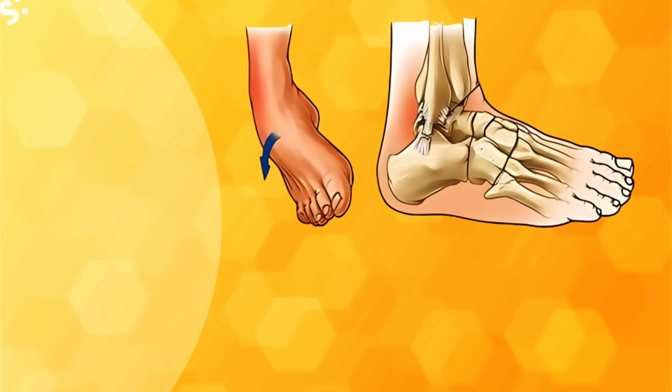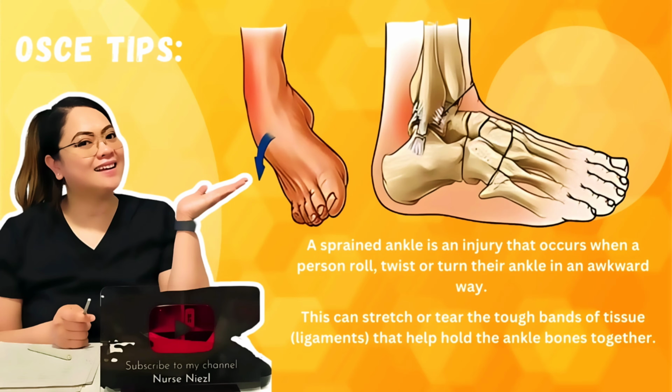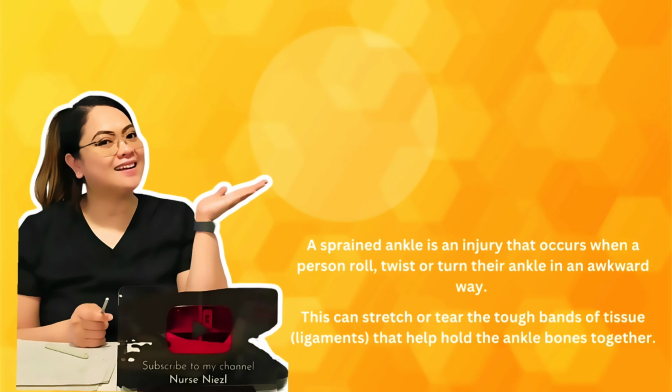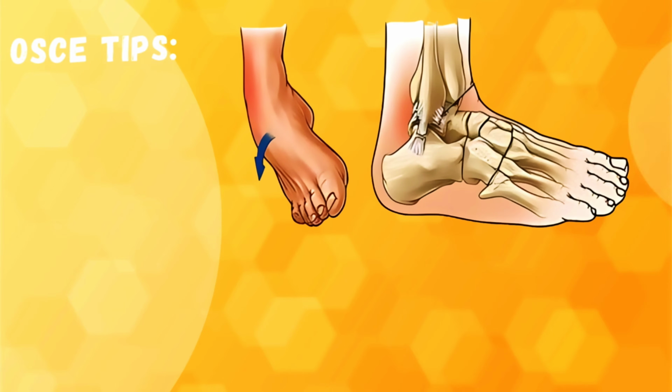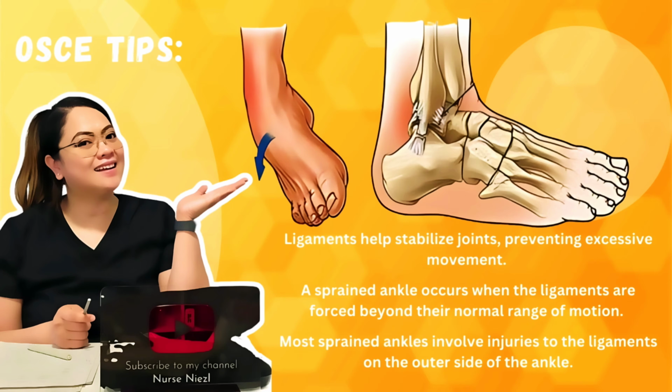Just a quick overview regarding sprained ankle. A sprained ankle is an injury that occurs when a person rolls, twists, or turns their ankle in an awkward way. This can stretch or tear the tough bands of tissue, or the ligaments, that help hold the ankle bones together. These ligaments help stabilize joints, preventing excessive movement. So, a sprained ankle occurs when the ligaments are forced beyond their normal range of motion. Most sprained ankles involve injuries to the ligaments on the outer side of the ankle.